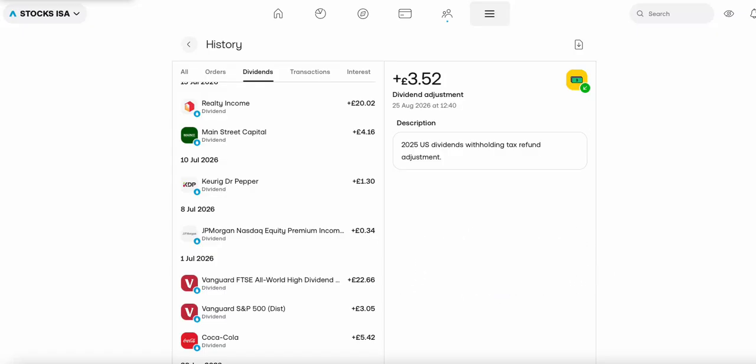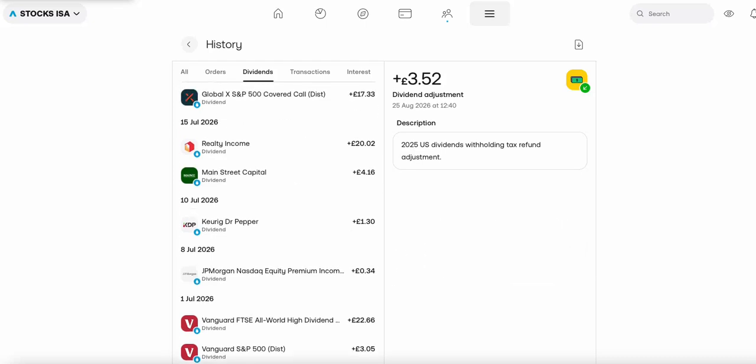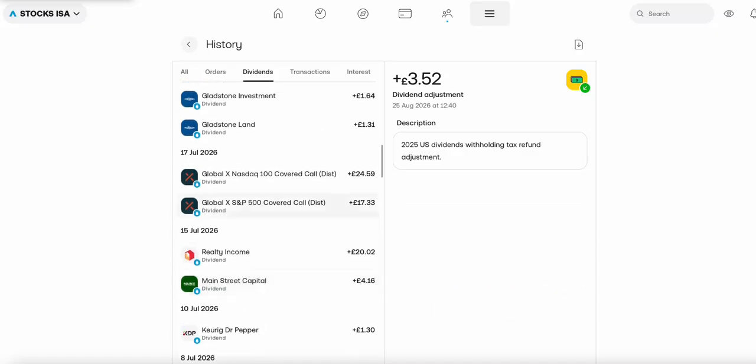A nice, good, strong outing right there. And then following that, on the 8th, JP Morgan paid me 34 pence. On the 10th, Dr Pepper paid me £1.30. The 15th, like every month, my monthly payers paid. Main Street paid me £4.16. Ticker symbol O paid me £20.02. On the 17th, my covered call stocks paid me, S&P 500 £17.33.